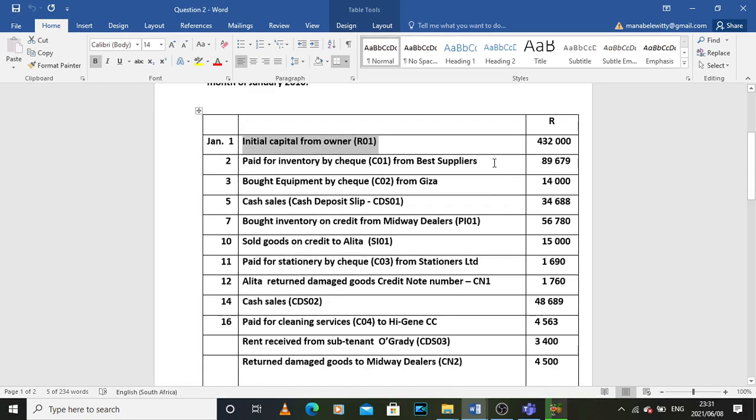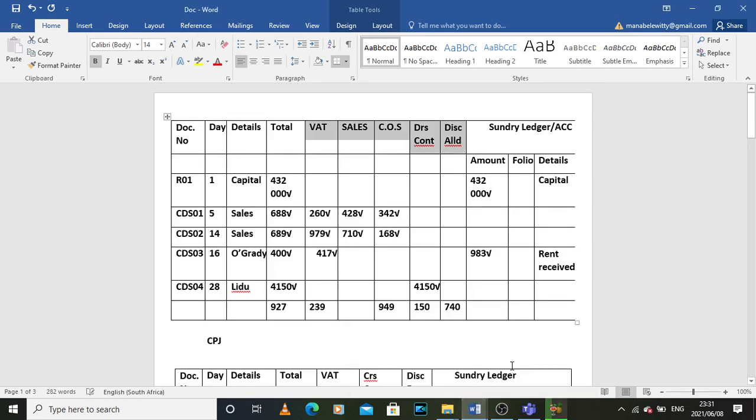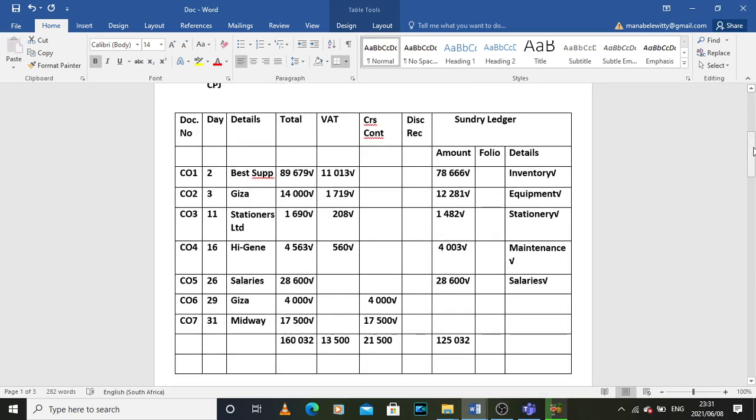Then let's pick the next transaction. We paid inventory by cheque to Best Suppliers, so we must go to the CPJ, the subsidiary journal. C01 is the document number you're given. Date, the 2nd. Your details: you are given the name, Best Suppliers. They gave you an amount that you paid, which must be in your total or your bank column. Total or bank, it's fine. You didn't make a mistake. Whatever you paid is the total, because your bank account is going to decrease by 89,679.